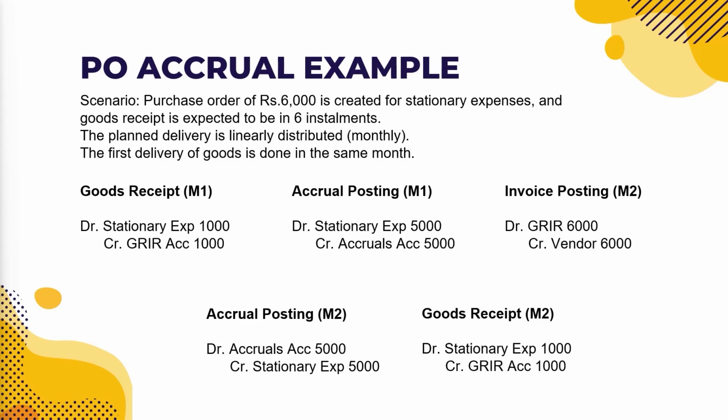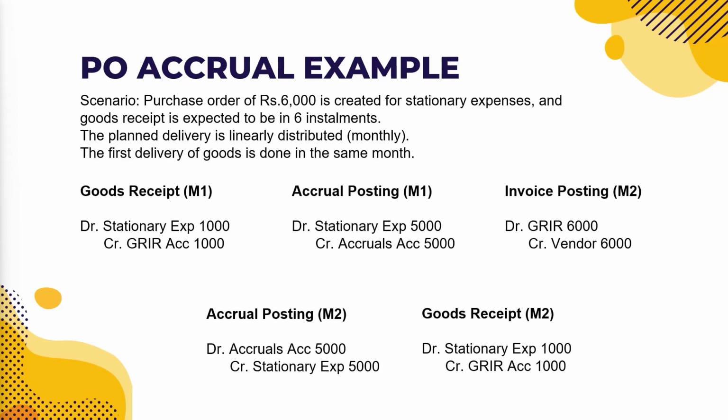Now at the end of the second month, when we run the periodic accrual posting transaction again, the accruals are calculated as 5,000 rupees because there is no change in the goods receipt. So accruals are posted again for 5,000 rupees. That means accruals debit for 5,000 and stationery expenses credit for 5,000 rupees.